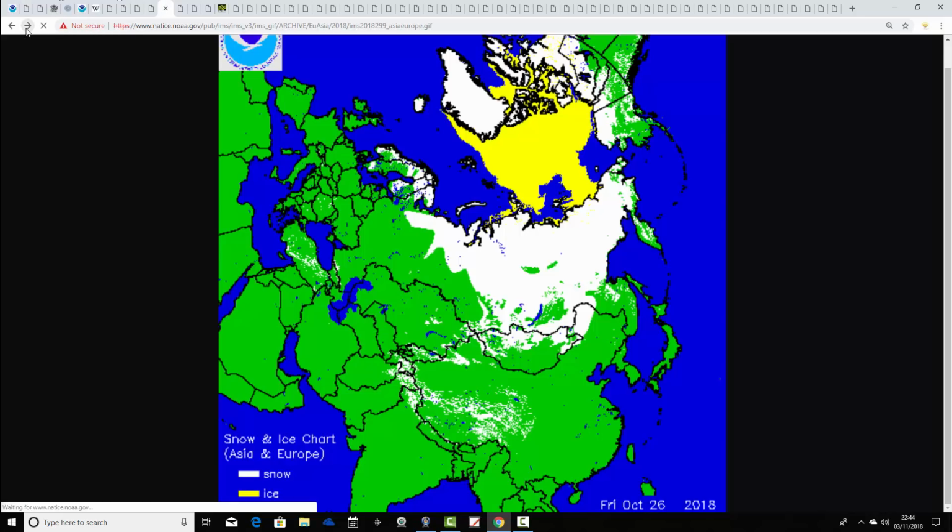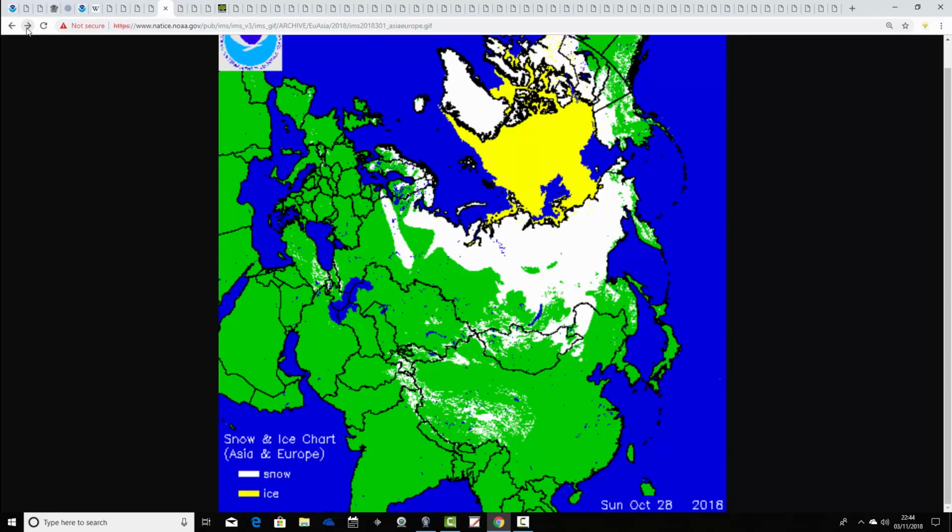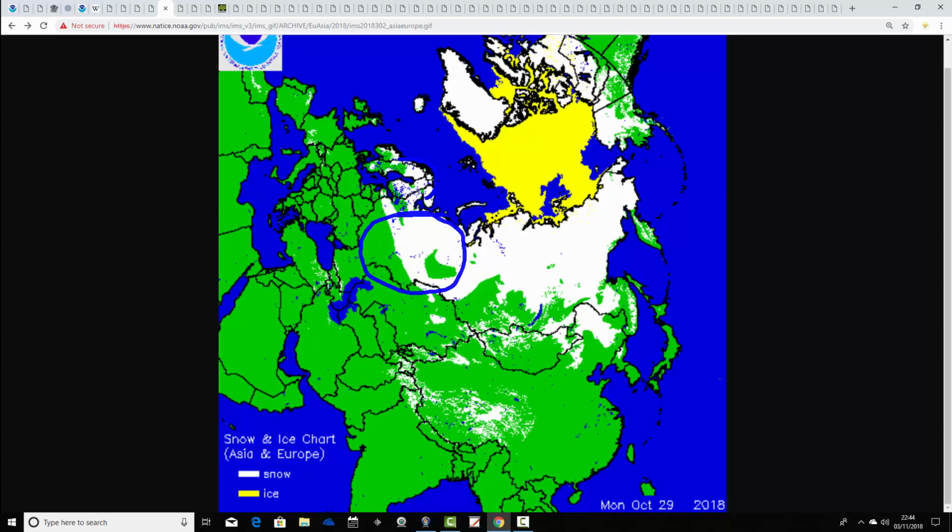So let's run through. This is Saturday 27th. This is Sunday 28th. This is Monday 29th. A big increase in snow cover did take place across many western parts of Russia in the final days of October 2018, and also quite a big increase across Scandinavia as well.